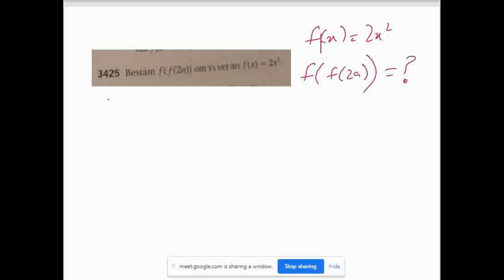First you have to find the value of f of 2a. So f of 2a will be equals to 2 into this thing, is it? And then if we further simplify, this will be 4a square, which means that this will be 8a square.